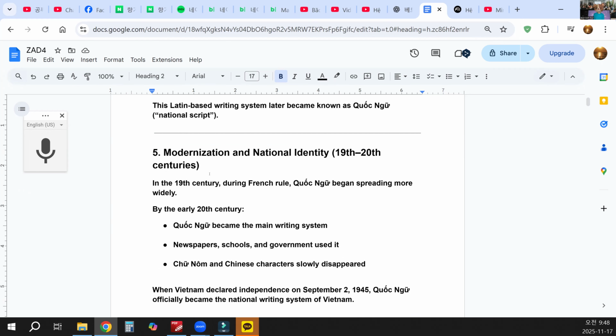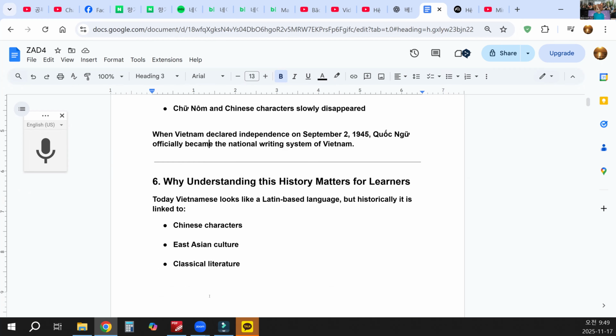Modernization and national identity, 19th to 20th century. In the 19th century, during French rule, Quốc Ngữ began spreading more widely. By the early 20th century, Quốc Ngữ became the main writing system. Newspapers, schools, and government used it. Chu Nom and Chinese characters slowly disappeared. When Vietnam declared independence on September 2, 1945, Quốc Ngữ officially became the national writing system of Vietnam.